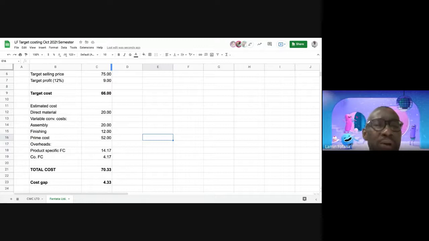There's a cost gap of 4.33. We agreed this is the difference between our target cost, according to our selling price that we got from our market research, and our estimated cost if we were to produce this normally. The difference is what we call our cost gap. How do we eliminate our cost gap?